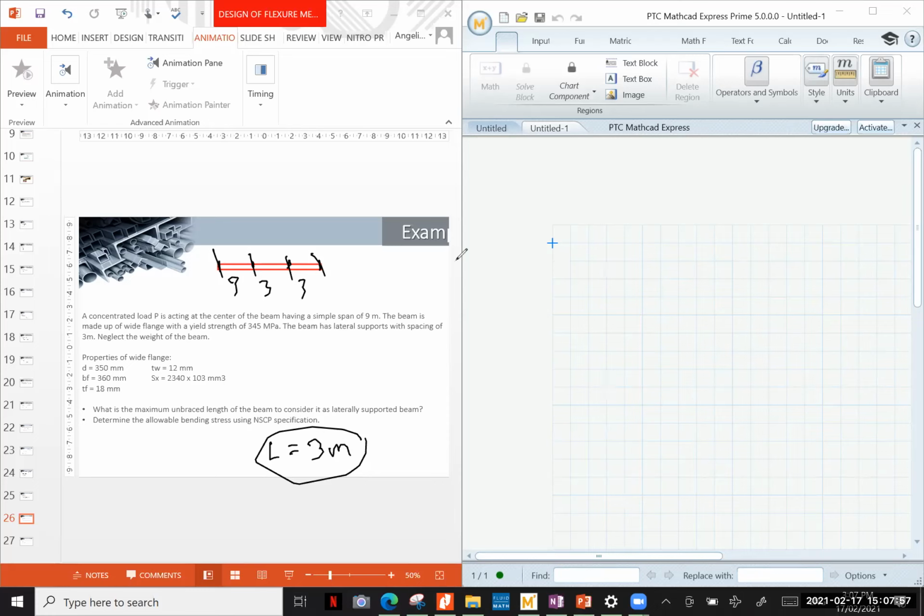So, mas magandang basahin nyo muna yung problem before dire-diretso. Kasi, mostly sa mistakes, L is 9 meters, so L is equal to 9, tapos magsasolve na agad. So, mali na. So, you need to understand the problem first. Ito kasi yung unbraced length or unsupported length na tinatawag. Ang tanong is, what is the maximum unbraced length of the beam to consider it as a laterally supported beam?